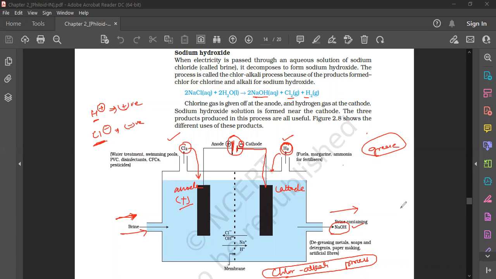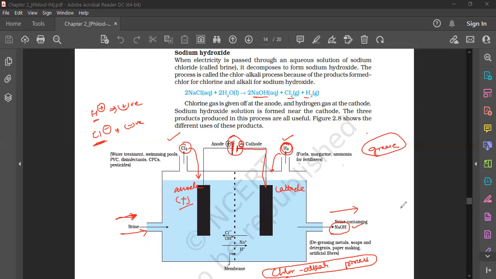Then what about the Cl2? Where do we use the Cl2? Generally we go for swimming pools, right? In that they will pour the Cl2 liquid to avoid any infections and skin diseases. So Cl2 will be used in water treatment, swimming pools, and PVC, polyvinyl chloride plastics, as a disinfectant, or in the preparation of CFCs and pesticides. These are the uses of Cl2 gas.